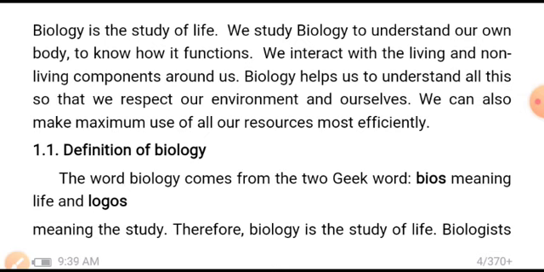As a definition of biology, the word biology comes from two Greek words. Bios means life and logos means study. These are the two Greek words from which biology is derived. Bios means life and logos means study. Can you have a notion of this? Therefore, biology is the study of life.